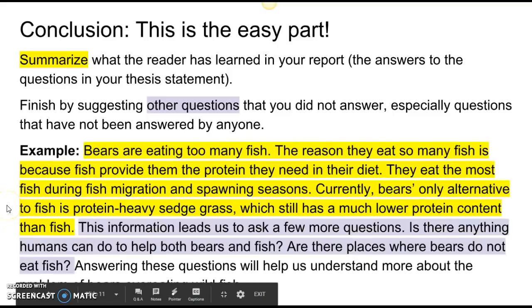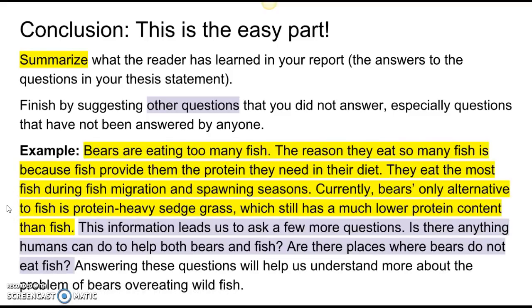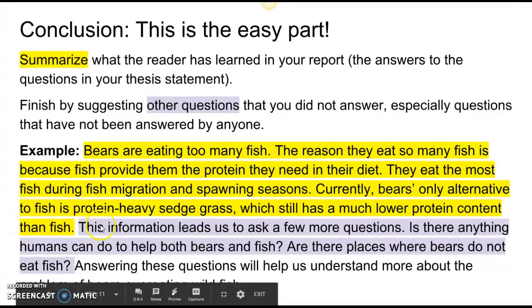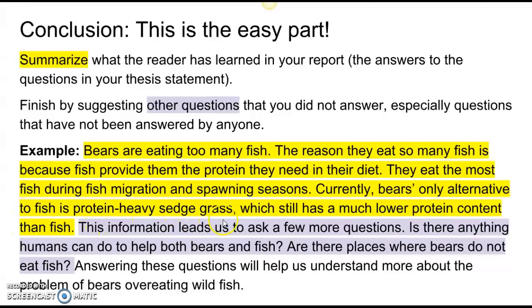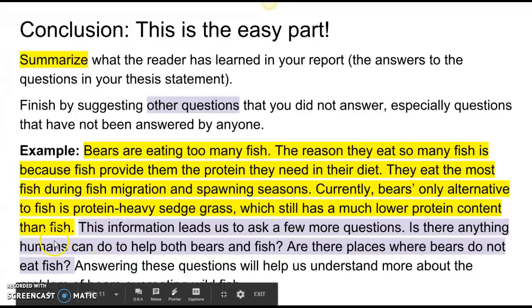So here's an example of a conclusion. Notice that it starts with the problem statement again, reminding them the context of this whole conversation is the problem that you have noticed. Bears are eating too many fish. The reason they eat so many fish is because fish provide them the protein they need in their diet. They eat the most fish during fish migration and spawning seasons. Currently, bears' only alternative to fish is protein-heavy sage grass, which still has a much lower protein content than fish.